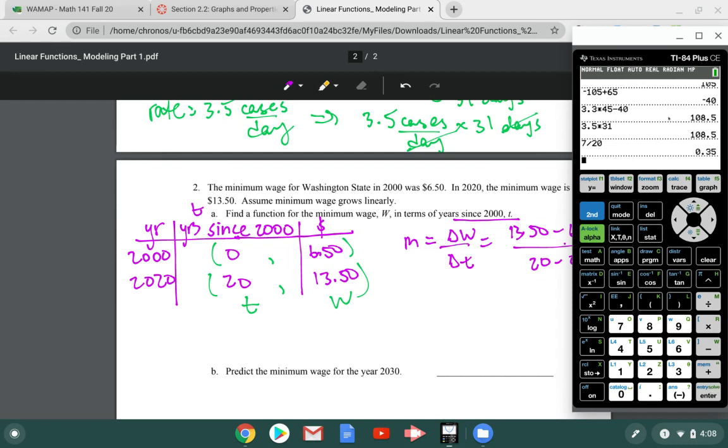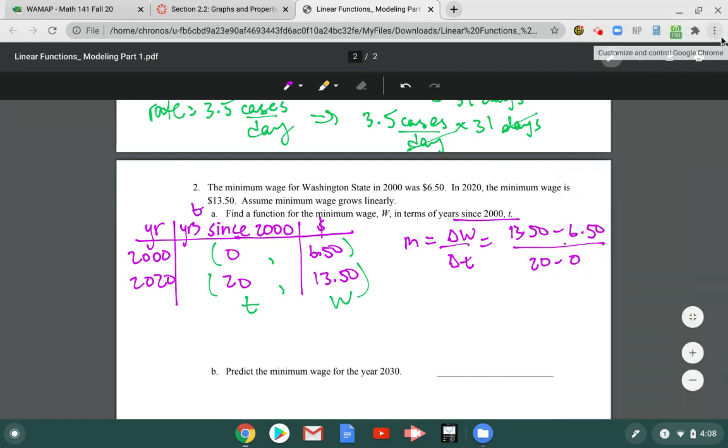And we end up with 0.35. This is how much minimum wage increases per year. So it seems like a really big jump between 2000 and 2020, but actually it's just 35 cents per year. So it's not a huge increase. Okay, so M is 0.35, 35 cents per year.